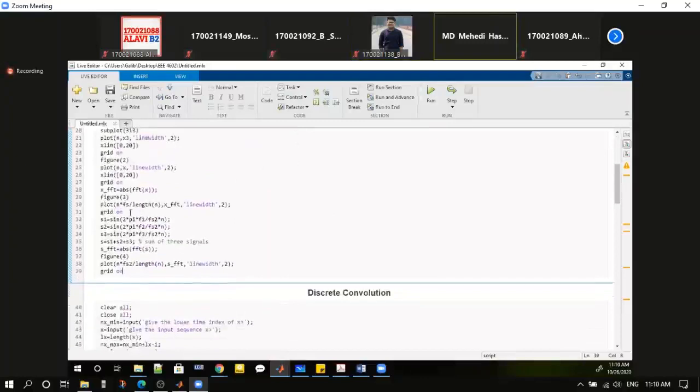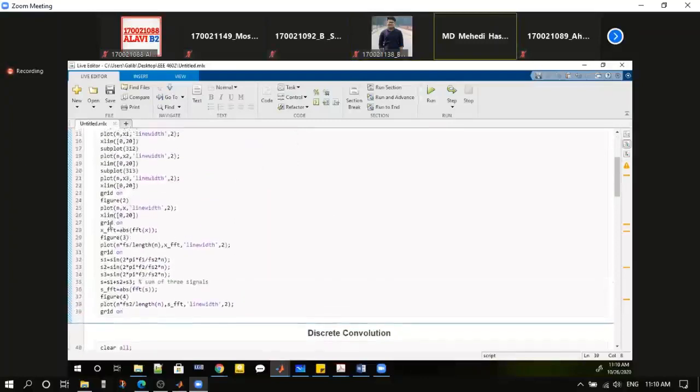You can see one unknown function. This is the only unknown function, FFT. FFT is to convert from the discrete time domain to the frequency domain. This is the transformation. So this is the unknown function, I believe so. Other than that, everything is known to you.